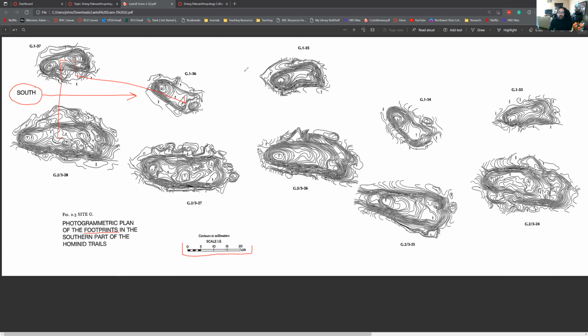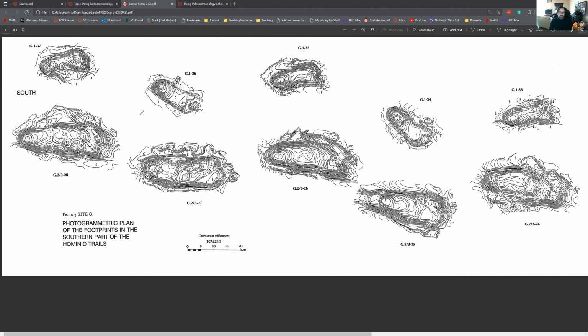You can know that there's at least two individuals here, right? You have these smaller footprints here. You have these larger footprints here. So we can know their direction. We can know the minimum number of individuals. We can know the scale. We can know that they're footprints.